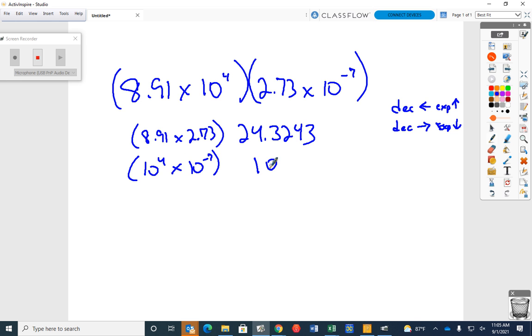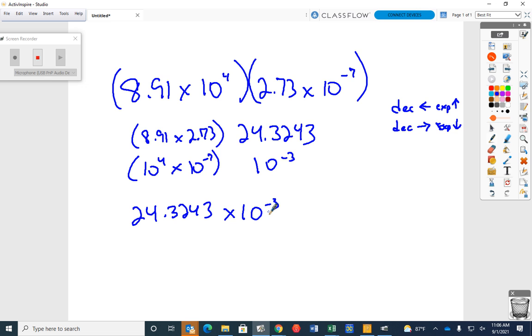going to be a power of 10. But do you think it changes? Do I still combine these two? Yes. If I add 4 plus negative 7, that's the same as saying I have $4, but I owe 7. Are you still going to owe money? Yes. And if you owe money, it's what? Negative. So this is going to be 10 to the negative third. Okay, so let's write this. 24.3243 times 10 to the negative third.